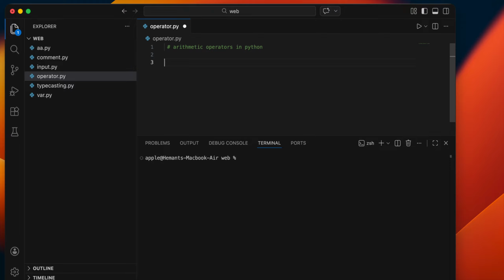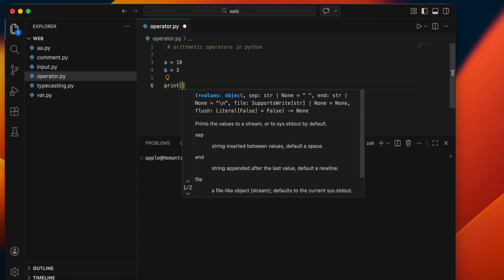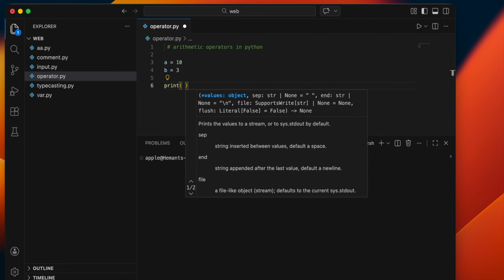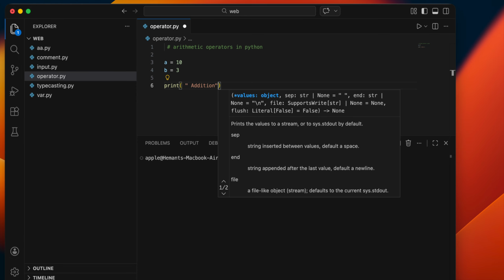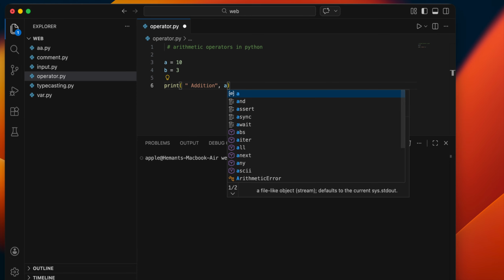So what we are going to do is I'm going to take two numbers, to keep it interesting and easy. And we will perform all operators on them, so you can clearly see the difference. So let's try print. Let's use a string which becomes easy, right? So addition of a plus b.